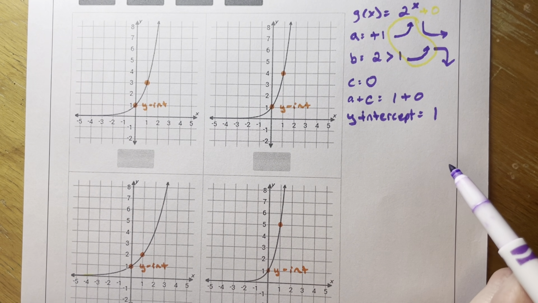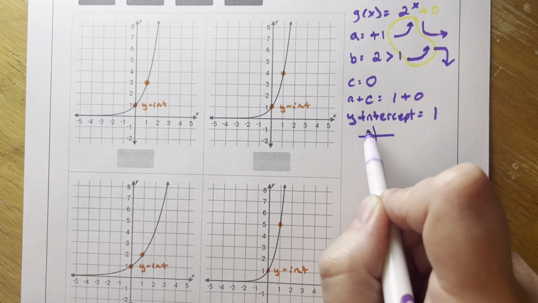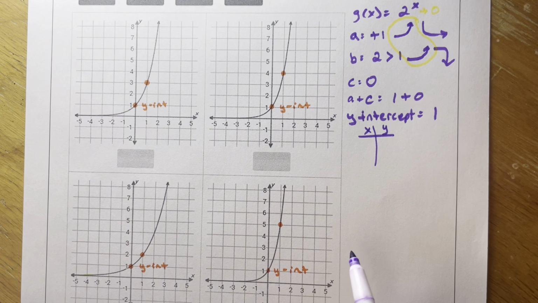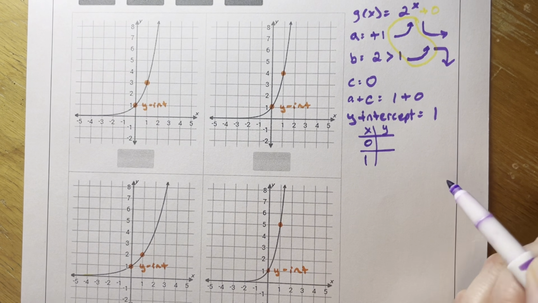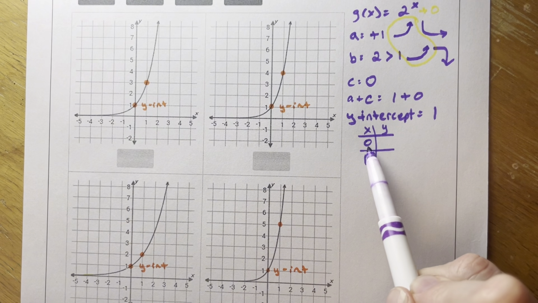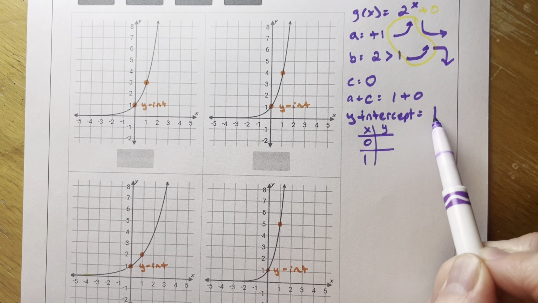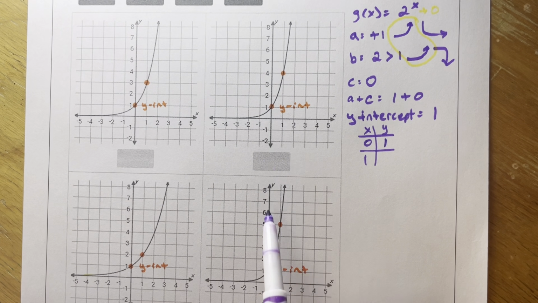Well, before we do that, let's make our tiny table. So our tiny table of x and y values, really I need x is equal to 0 and then x is equal to 1. So our y-intercept happens when x is equal to 0, and we saw the y-intercept is 1. And all 4 of these graphs have a y-intercept of 1. So that still stands, but it hasn't really helped narrow things down for us.